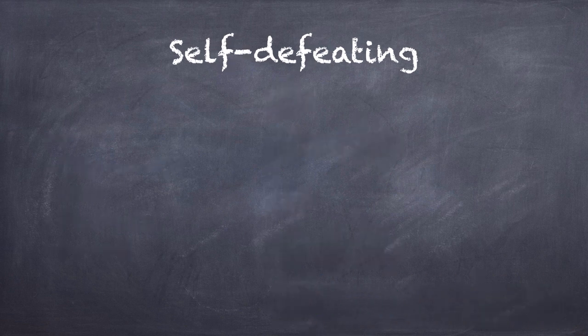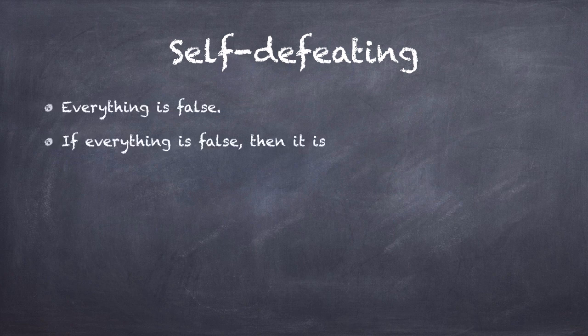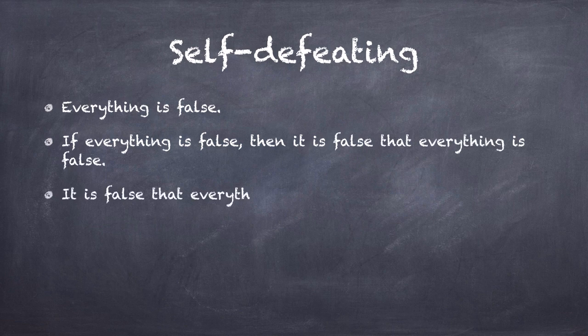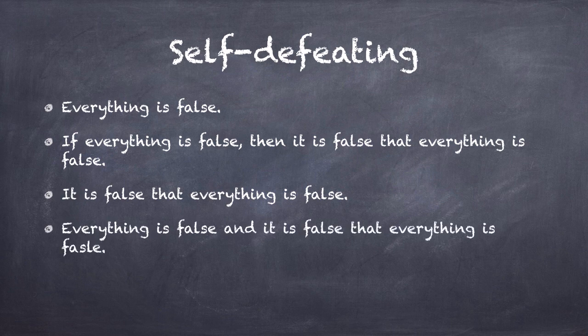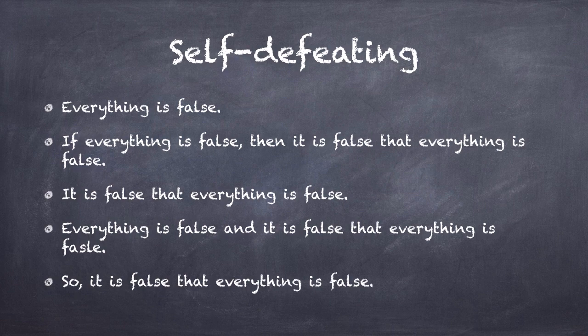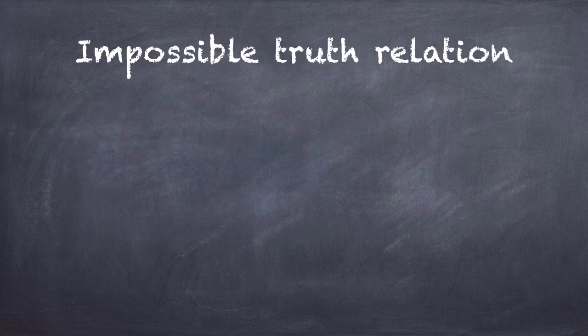Here's an example of a self-defeating argument. Let us assume that everything is false. Well, if everything is false, so is the proposition that everything is false. So we infer that it is false that everything is false. Next, we have the conjunction that everything is false and it is false that everything is false. Finally, we infer that it is false that everything is false. That is, at least something is true. We have seen absolute propositions expressed using complex argument forms.